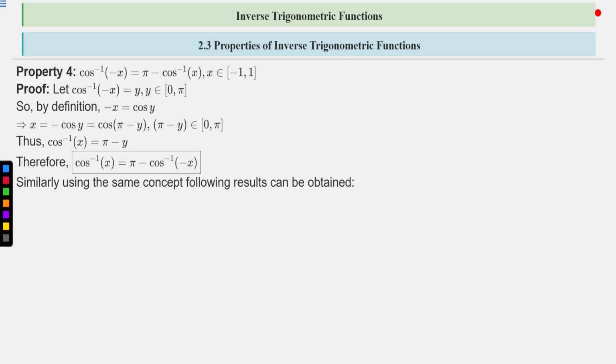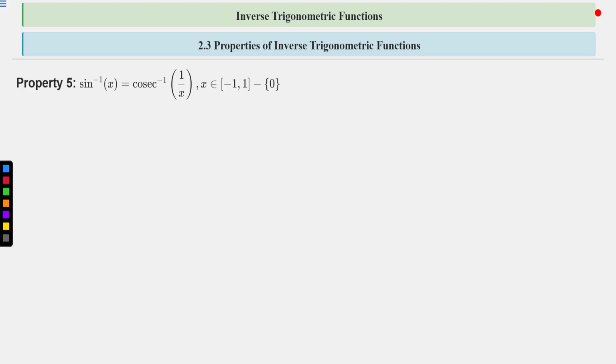Similarly, using the same concept, the following results can be obtained. See, sec inverse of minus x is equal to pi minus sec inverse x, right? Cot inverse minus x can also be written as pi minus cot inverse x, right? So these properties you have to remember always. Okay, let us move to the next property, property 5.